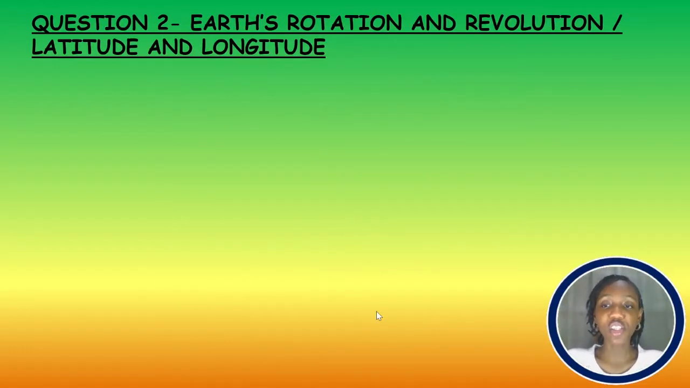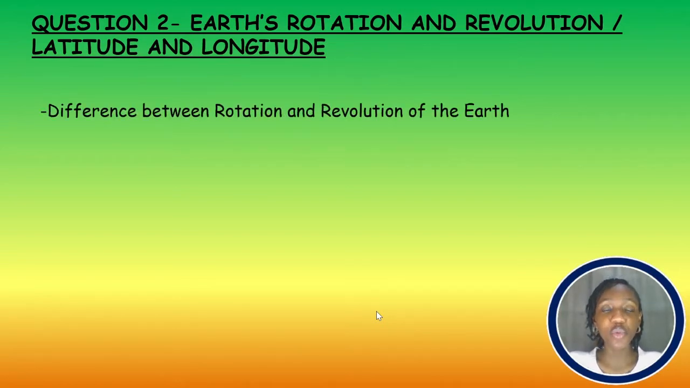Now we're going to be starting with question 2. We'll leave the compulsory one for last. Question 2 will almost always come from Earth rotation and revolution, or latitude and longitude. Under these topics, you could be asked the difference between rotation and revolution of the Earth, an example being that the Earth rotates 360 degrees in a day, but it revolves around the sun in a year. Rotation causes day and night, as well as sunrise and sunset, while revolution determines a year and seasons.